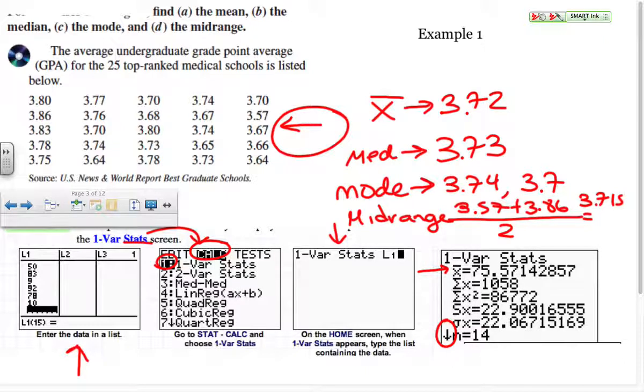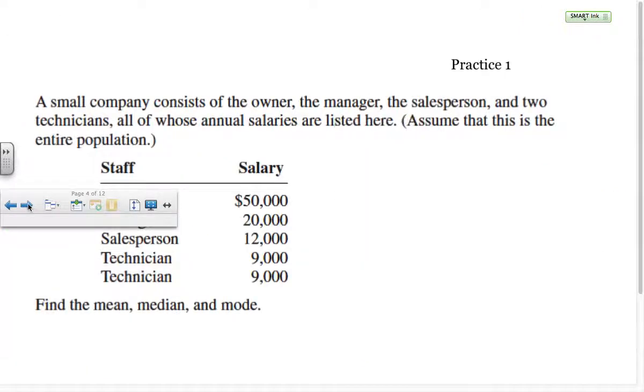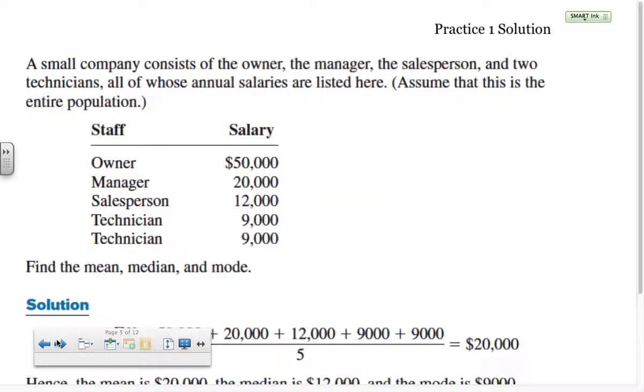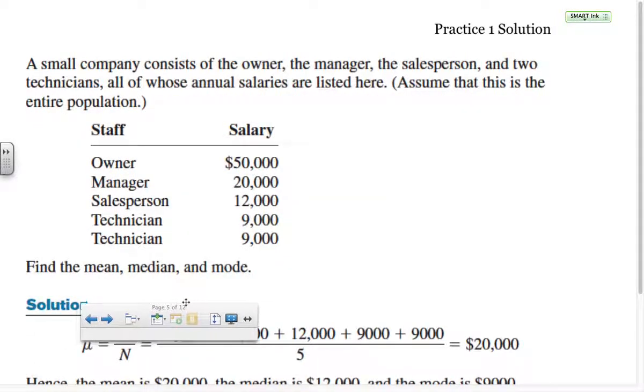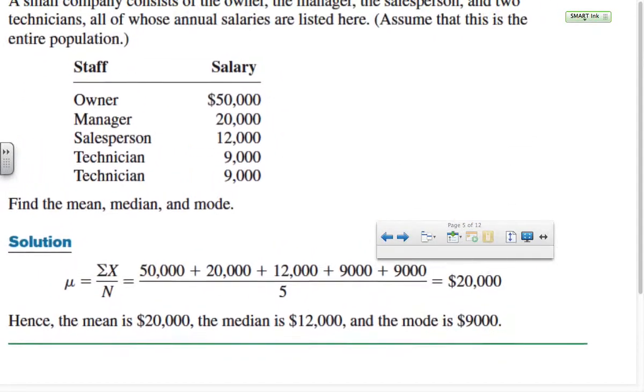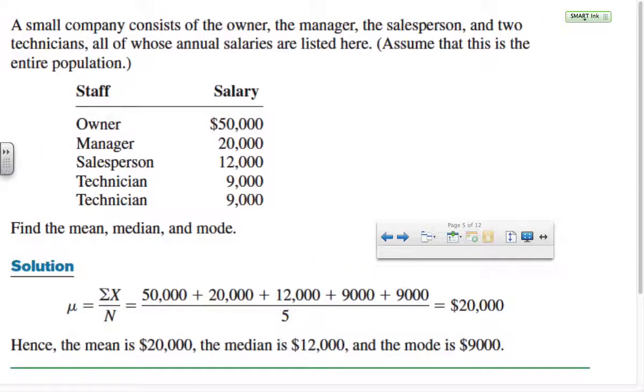All right, so go ahead and do an example on your own. It took me a long time to explain this one because we were going through the graphing calculator stuff. So you're going to do this problem on your own. Find the mean, median, and mode. This one does not ask for the mid-range. You can find it if you'd like. Pause, go ahead and do the problem. Smaller data set too. And the answers, unfortunately, got cut off. So there are your answers. All right.